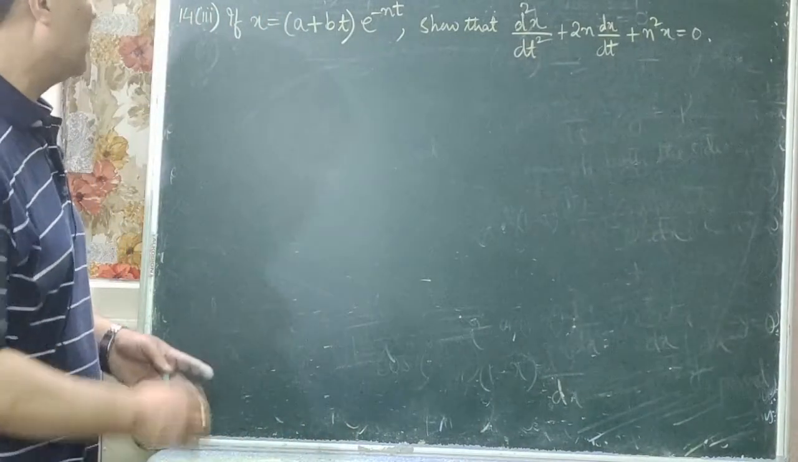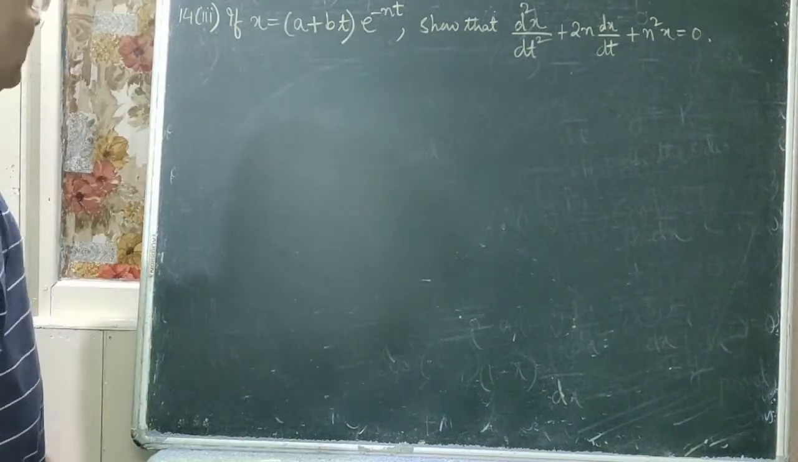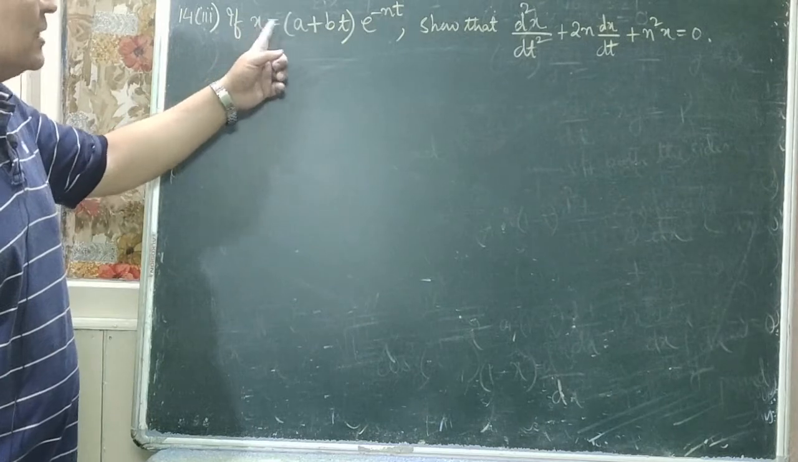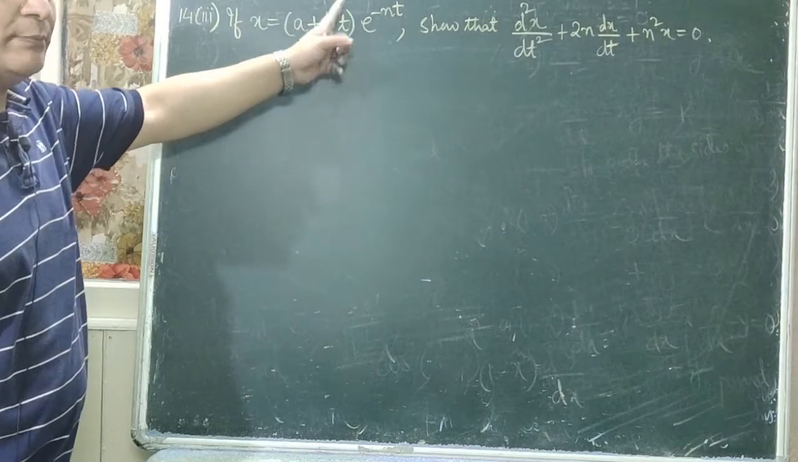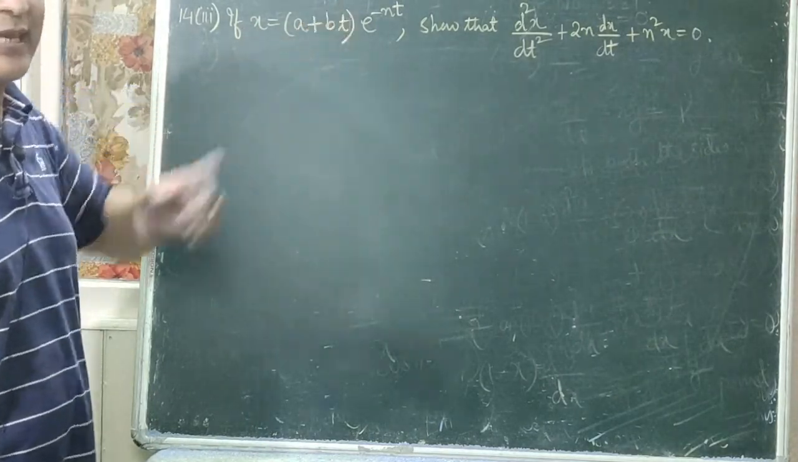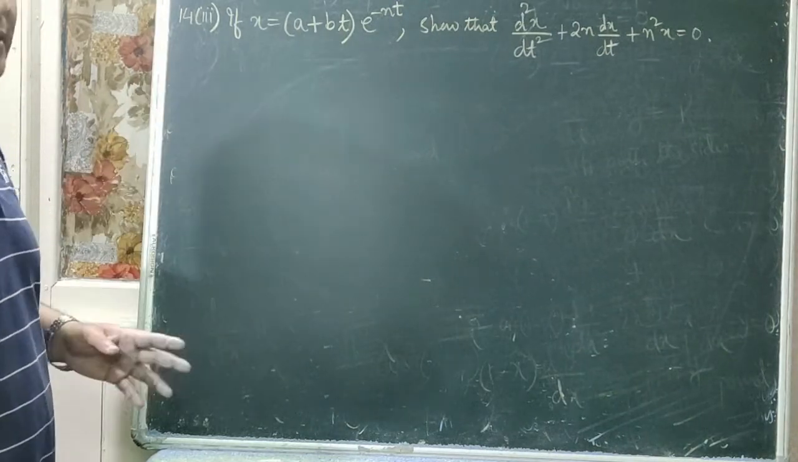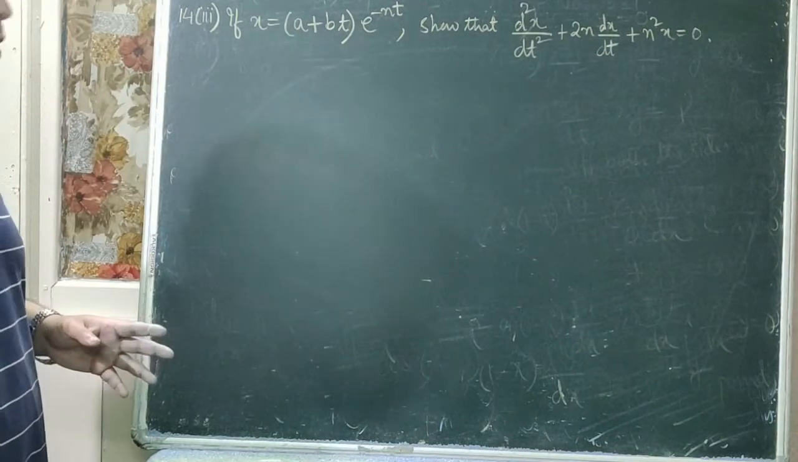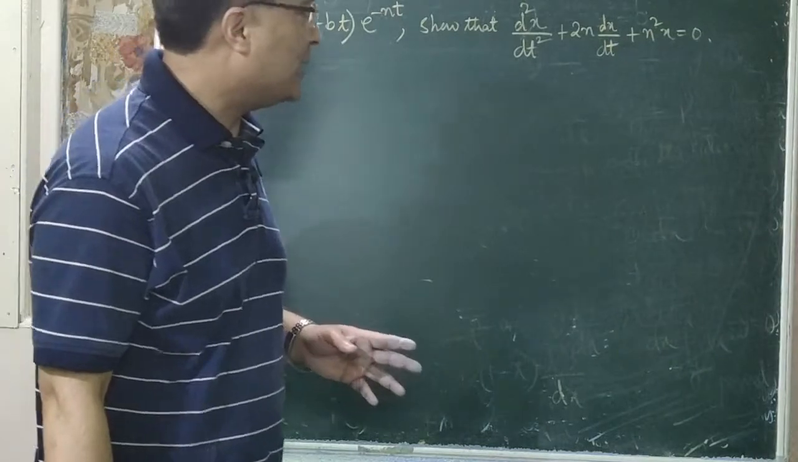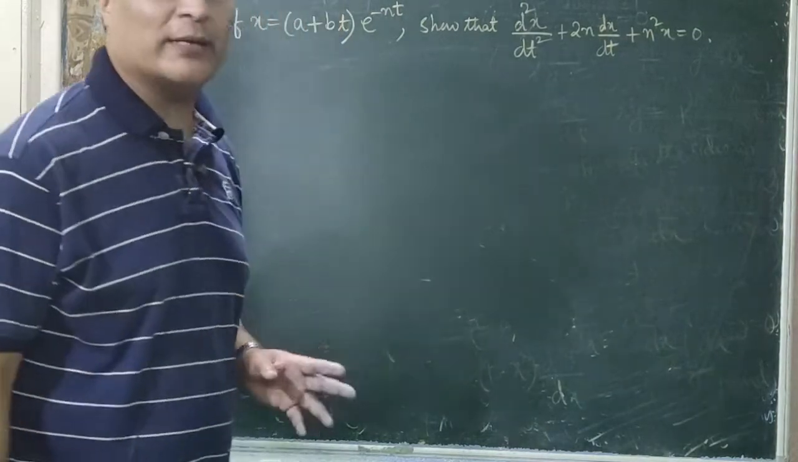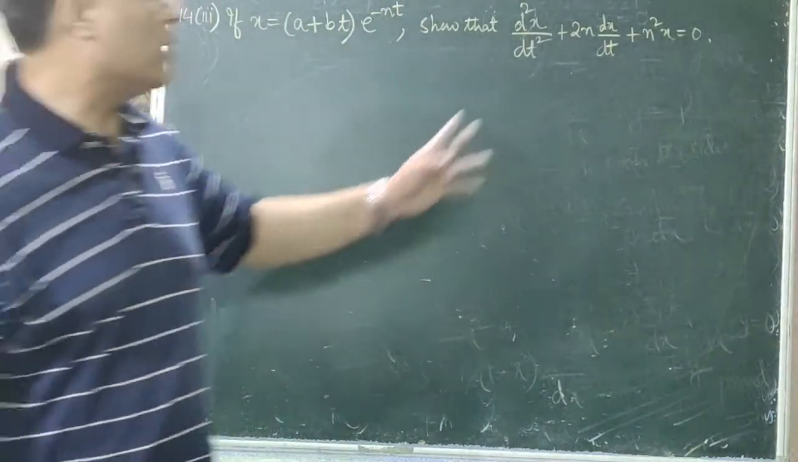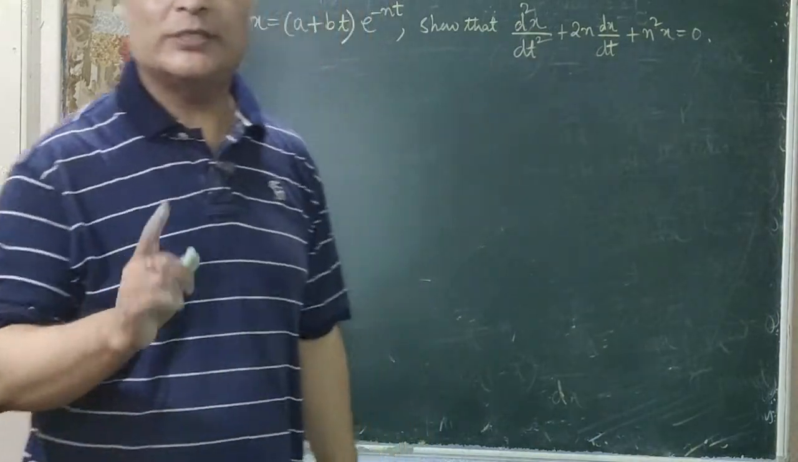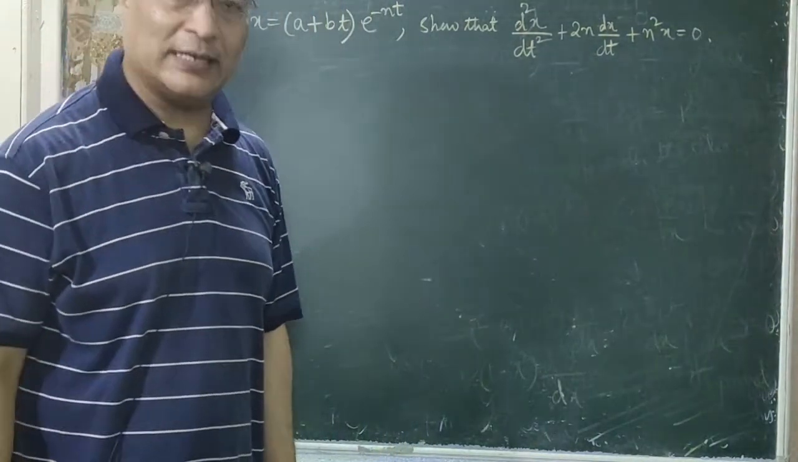So now we'll do the next question, that is 14 number 3. If x is equal to a plus bt bracket close, then e to the power minus nt, so that d2x by dt square plus 2n dx by dt plus n square x is equal to 0. So you have to prove this relation, which is in terms of second order derivative.